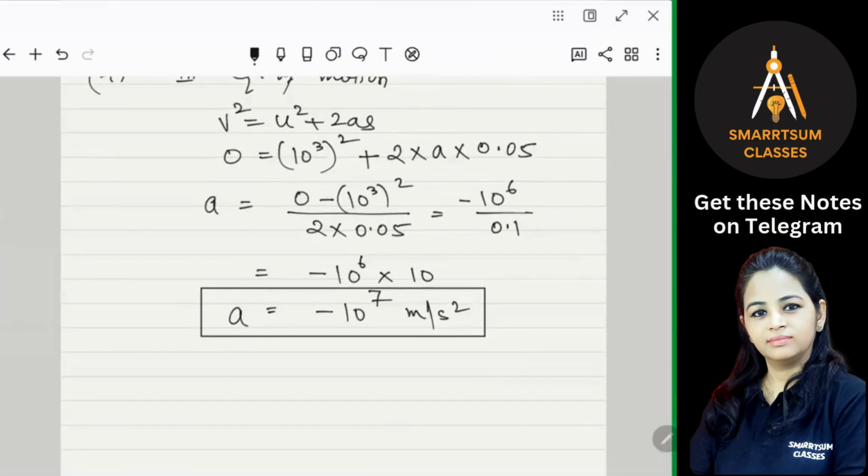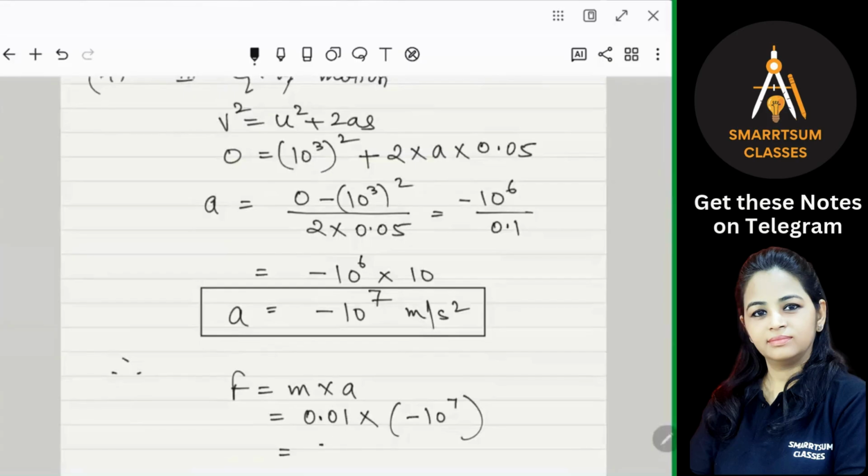Now, we have to find the resistive force applied by the bag on the bullet, right? So we can find out F is equal to M into A. M is the mass of the bullet, which is 0.01 kg, into acceleration, which is minus 10 to the power 7 meter per second square. So this is equal to 0.01, means 1 upon 100, into minus 10 to the power 7. So it will become minus 10 to the power 5.